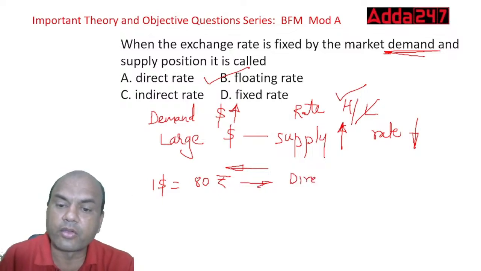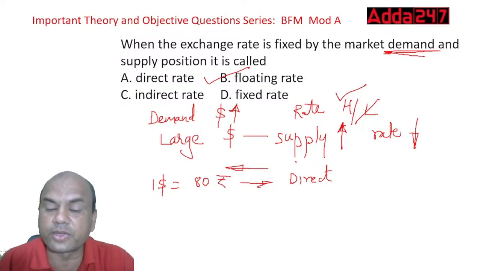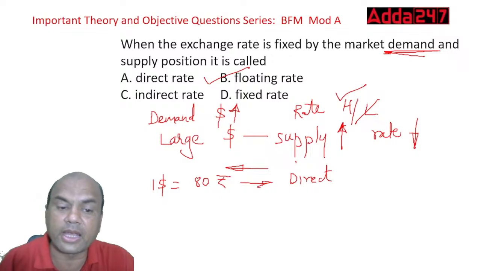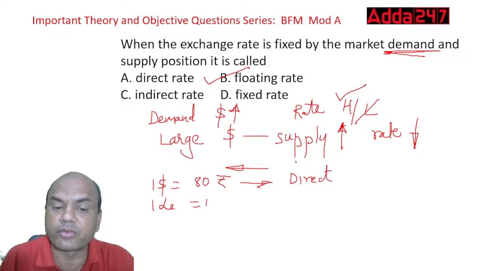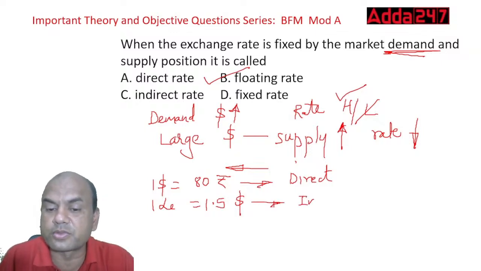Direct. Remember, the logic is simple. Your dollar is fixed and your rupee, the local currency, is fluctuating. That is called a direct rate. Indirect is the reverse. Suppose I give you £1 equals $1.5. So here what is happening? The dollar is fluctuating. So this is called an indirect rate. When the dollar is fluctuating, it is called an indirect rate.